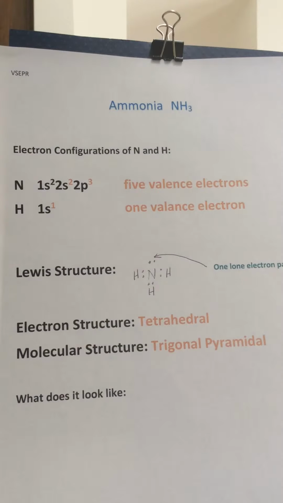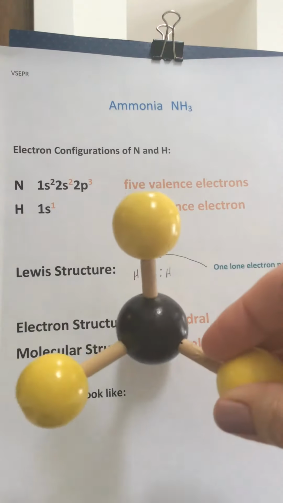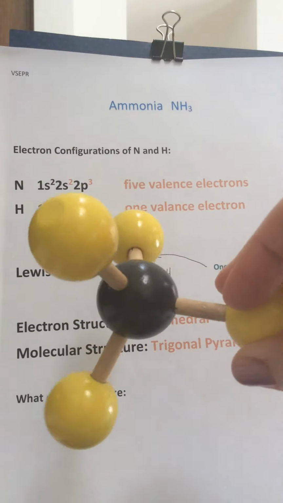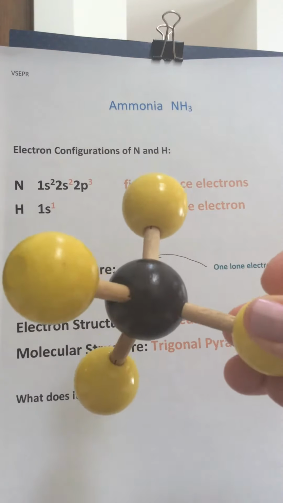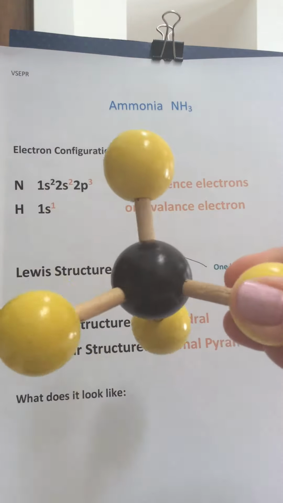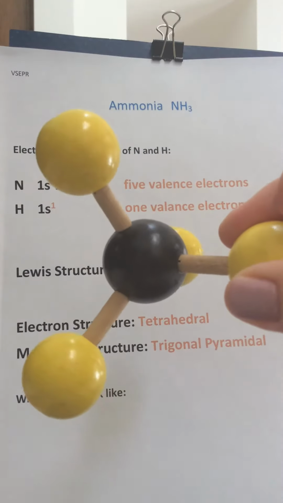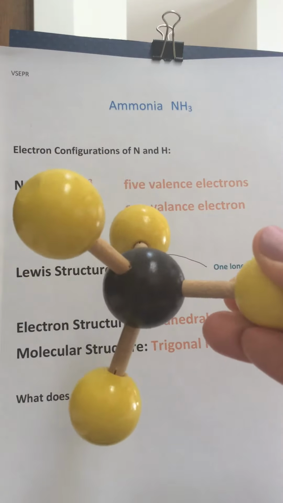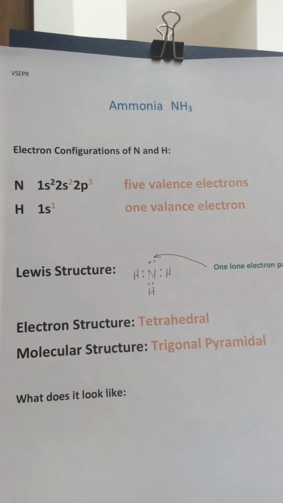Because there's 4 pairs of electrons around the central atom, nitrogen, the electron structure is still tetrahedral. And remember, tetrahedral was this, because that makes the bonded hydrogens, in the case of methane, as far apart as possible, or those 4 bonds as far apart as possible from each other. Now, what I'm going to do is remove one of the hydrogen atoms from methane and show you what that looks like.